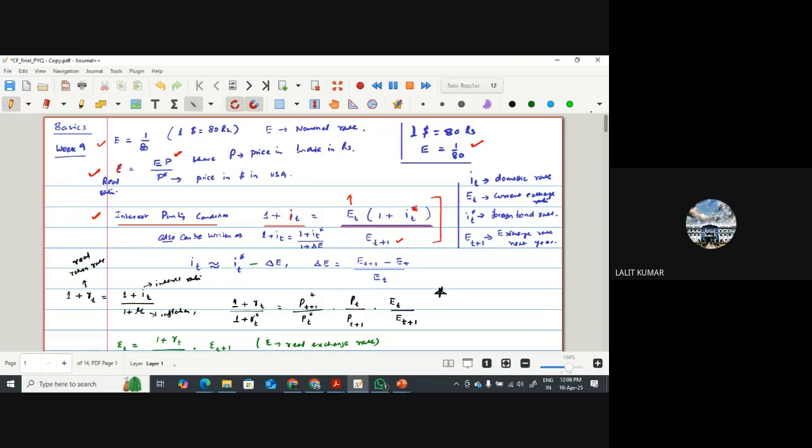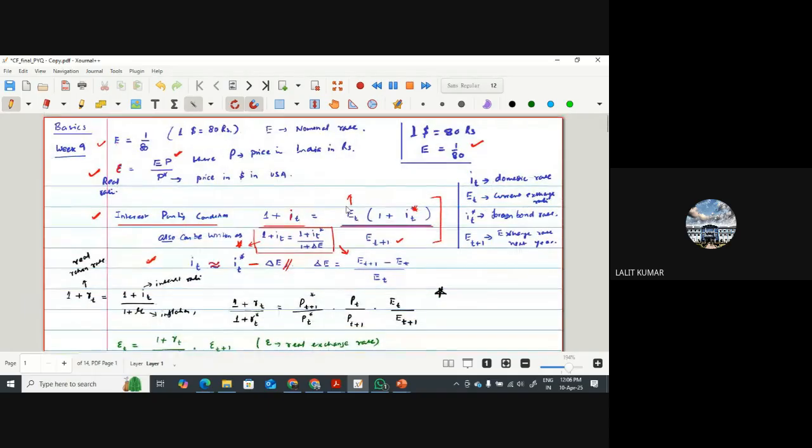Now you can also write this formula as 1 plus I T is equal to 1 plus I T star divided by 1 plus delta E, where delta E is nothing but E T plus 1 minus E T divided by E T. This formula is easy to remember, so we can remember this and solve with it. Now, if we are asked to give the rough estimate, then I T is roughly close to I T star minus delta E, but it will not give you the correct estimate. It is only the rough estimate.